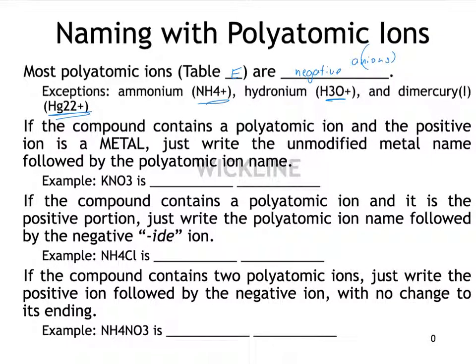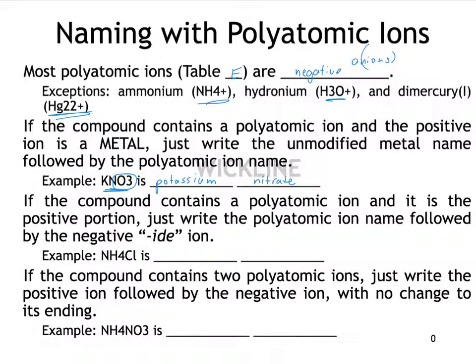So if the compound contains a polyatomic ion and the positive ion is a metal, then you really just need to name the metal ion and then write the name of the polyatomic ion. So in the case of KNO3, it would literally just be potassium, which is the name of the positive ion at the beginning of the compound, and then nitrate, which perhaps you haven't memorized yet, but it's on table E, so you can go look for the NO3 on table E.